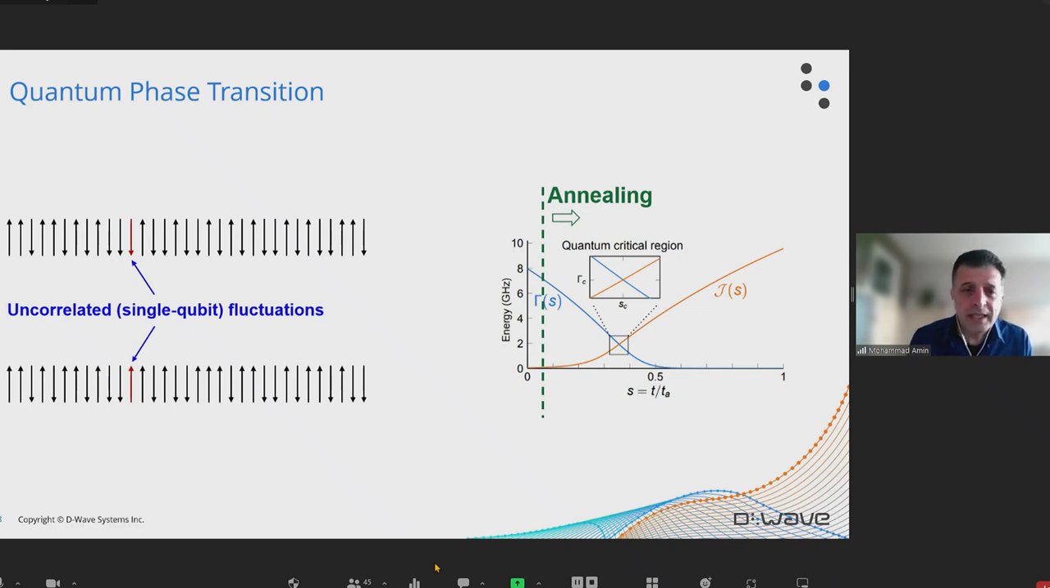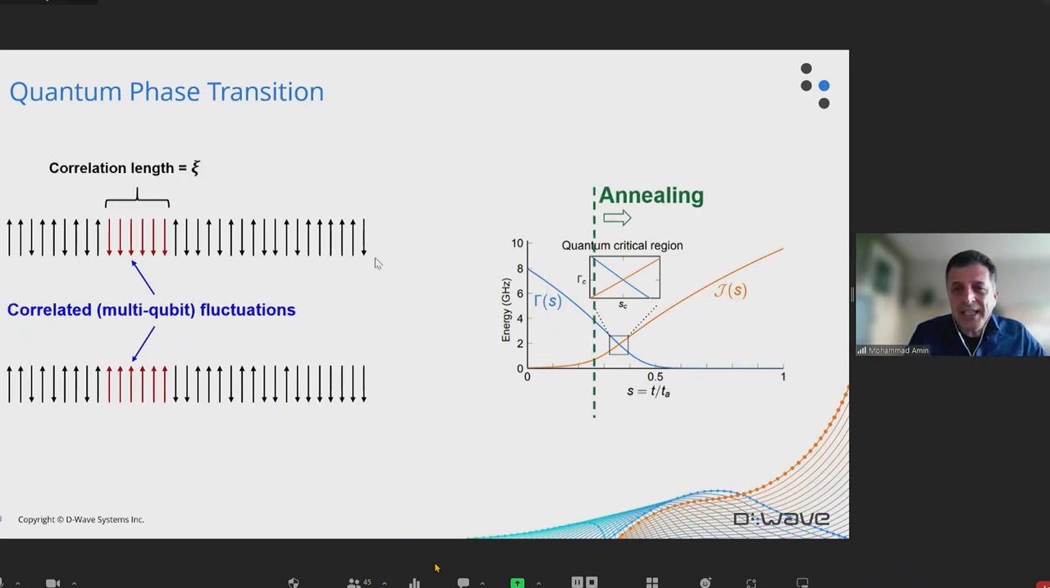Now, let's walk through this phase transition and see what happens in detail. On the right, I'm showing where we are in the annealing with this green line. At the beginning, where gamma is large, you are in the paramagnetic phase, and every qubit could be, as I mentioned, up or down. But every qubit could be up or down independent of its neighbors. So when you have quantum tunneling, every qubit could tunnel up and down independent of its neighbors. I call it uncorrelated quantum fluctuations. If this were thermal, these would be thermal fluctuations.